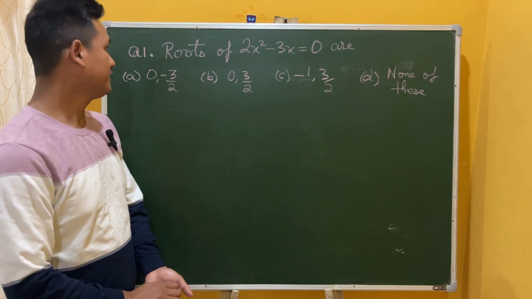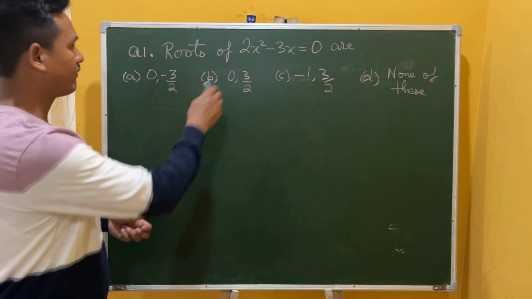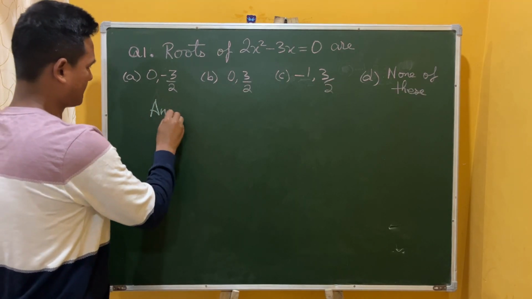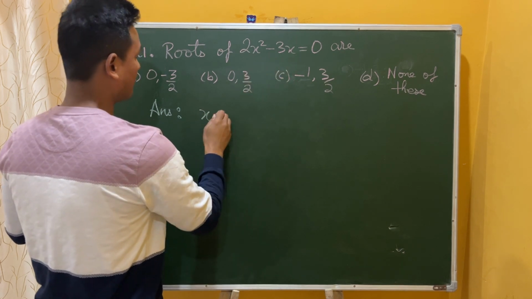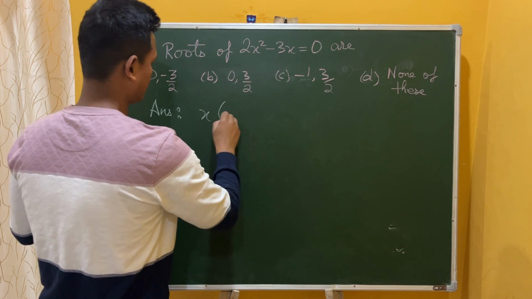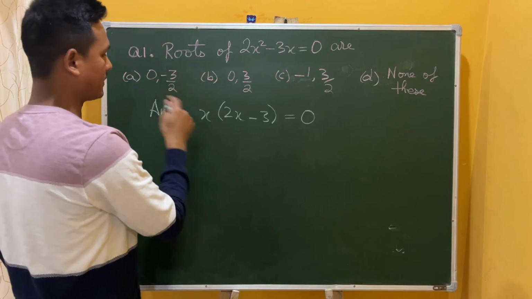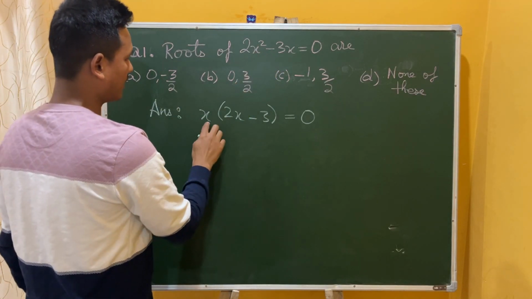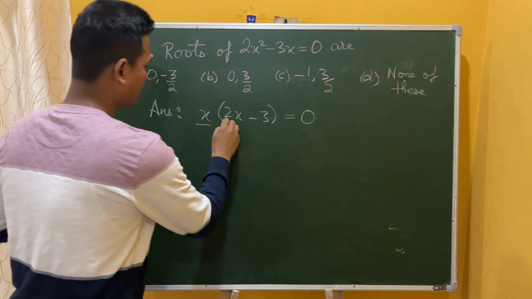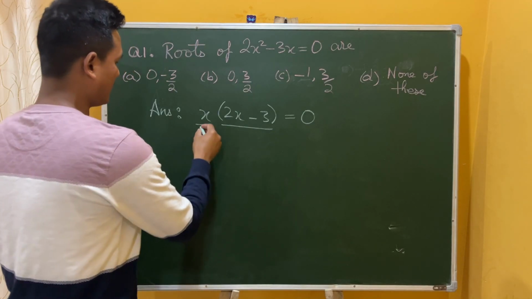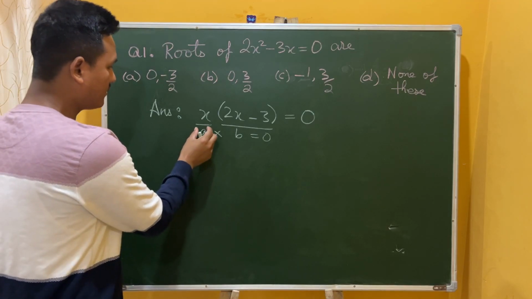Okay, this is our first question. So we'll have to find the roots of the quadratic equation. So how do we find it? Let's start. So I will take the common. So x into 2x is 2x squared. x into minus 3 is minus 3x equals to 0. Now, if this into this equals to 0, let's say this is A into B equals to 0, it means what? Either A is 0 or B is 0.